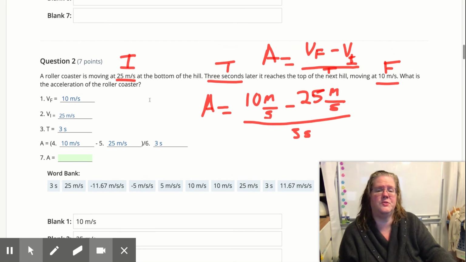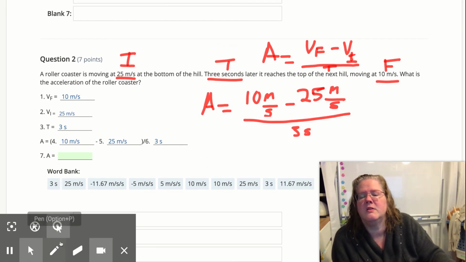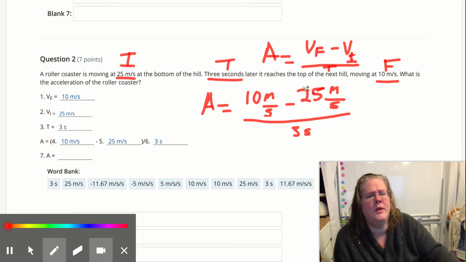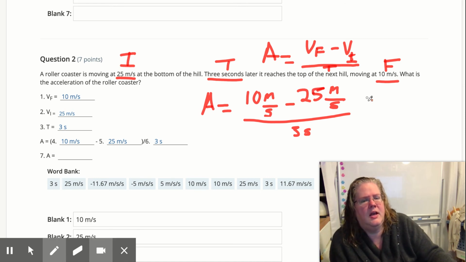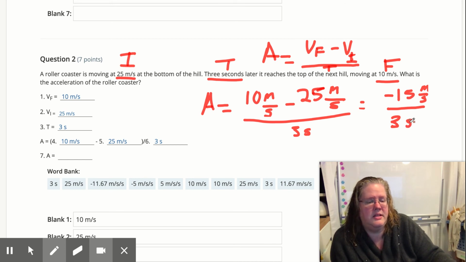Now all that's left is for us to solve this problem, right? So let's do that. Well, what is 10 minus 25? So I'm going to actually do a little intermediate step here just to make sure we're getting our sign right. Well, 10 minus 25 is a negative 15 meters per second. Now we need to divide that by 3 seconds. So a positive divided into a negative is still a negative, right? So we have a negative number. 15 divided by 3 is 5.